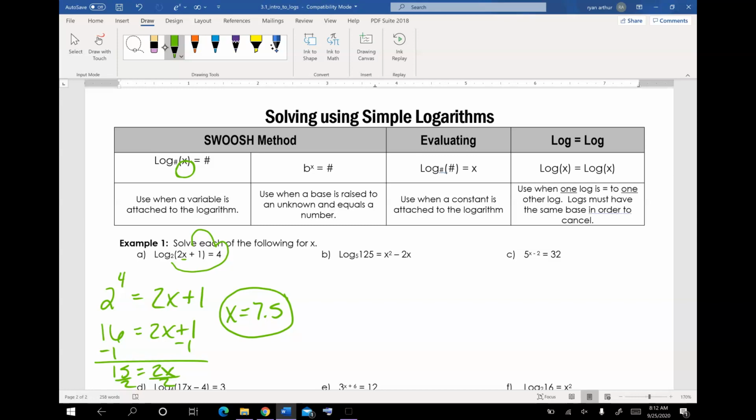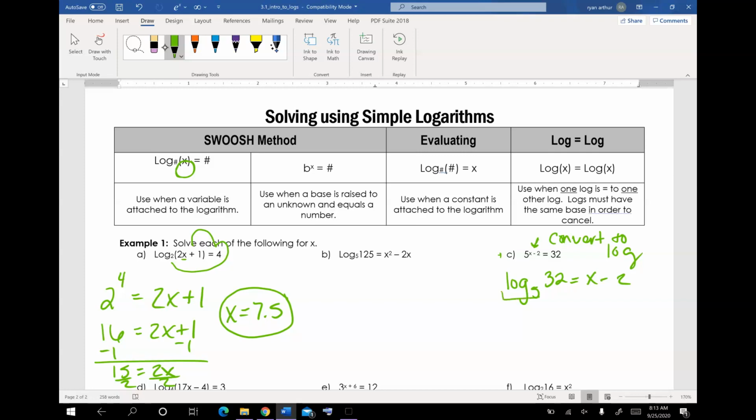Now, the next one is when a base is raised to an unknown and equals a number. So when your exponential is raised to a variable, then you also have to convert. If you look over here at C, do you see how x is your exponent? If you have a variable as an exponent, you have to convert. So we're going to convert this to log. Now it's going to be log base 5. Bring the 32 over here, put the x minus 2 over there.